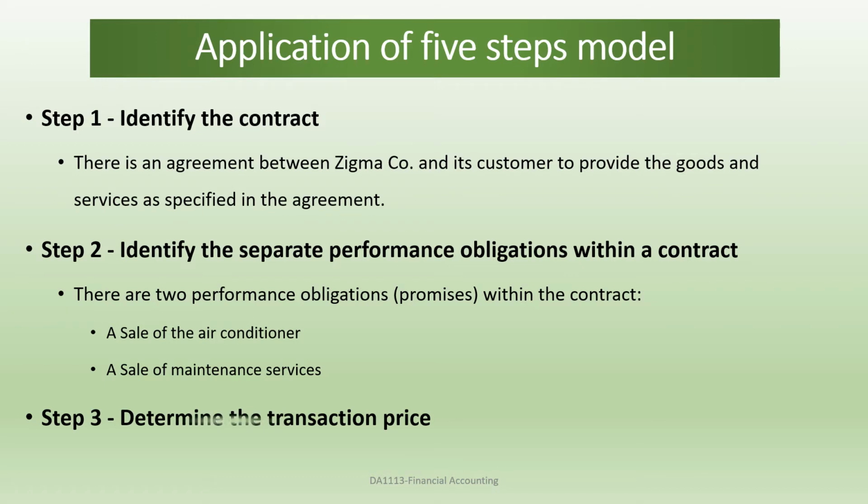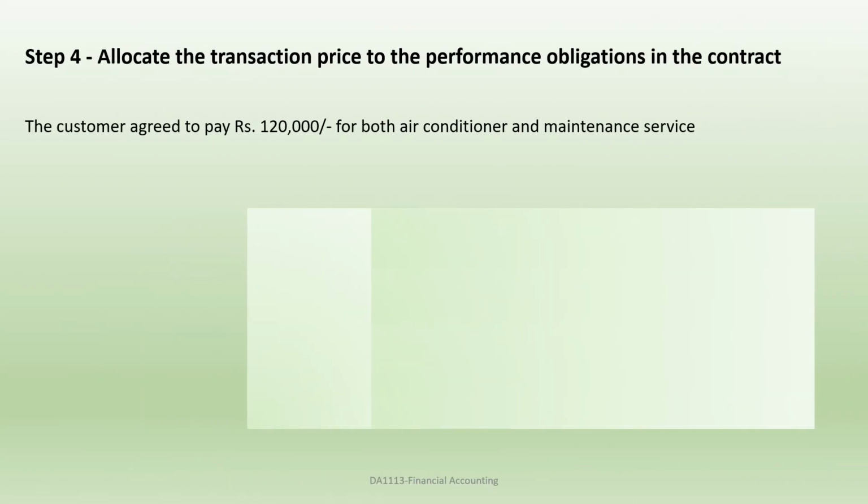Thirdly, we have to determine the transaction price. This example specifically mentioned that the total transaction price is rupees 120,000. Now let's move on to the fourth step, which is allocation of the transaction price to the performance obligations. Now in this question, it says the total selling price of the contract altogether with the air conditioner and the maintenance service is rupees 120,000.